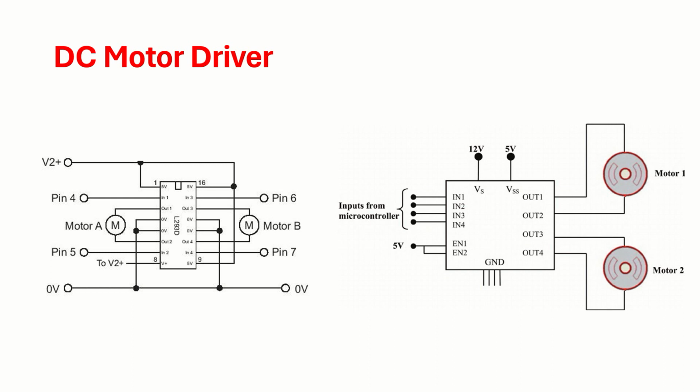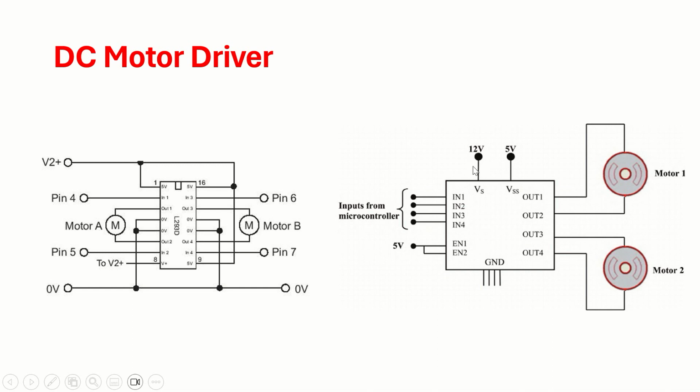Okay, so we get some integrated circuits called L293D IC, where this IC has the ability to interface to drive two motors. So it has four inputs, in 1, in 2, in 3, in 4, and four outputs, out 1, out 2, out 3, out 4. And the entire IC works on two supplies.